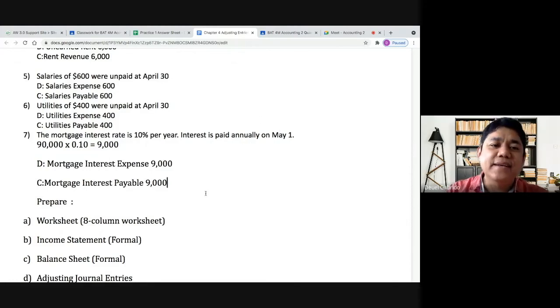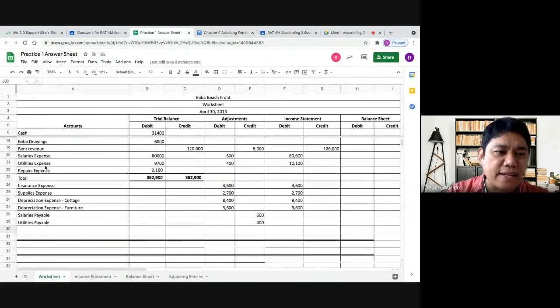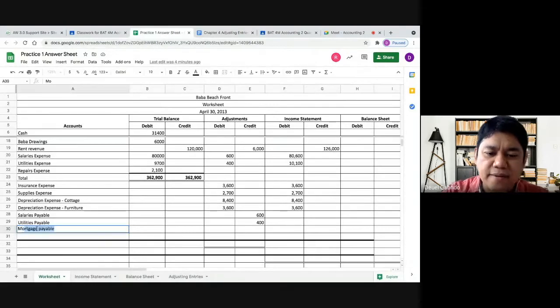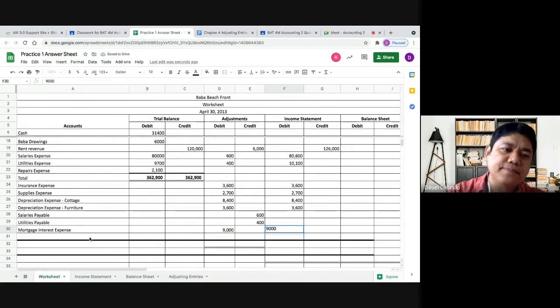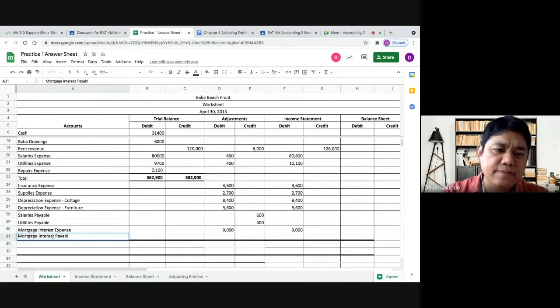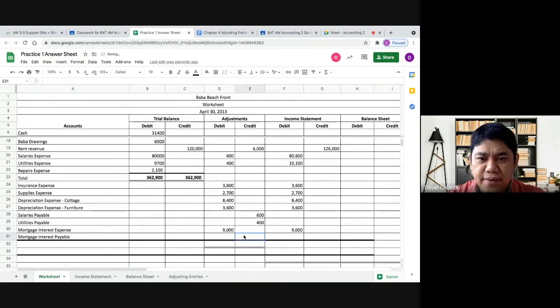So here, let's put the word mortgage interest expense if it's not on the list. I think it's not on the list, so let's just put it there. Mortgage interest expense of 9,000, debit, right? 9,000. And then income statement, because that's an expense, 9,000. Okay, the other one is mortgage interest payable, and then we put it on the credit, 9,000.